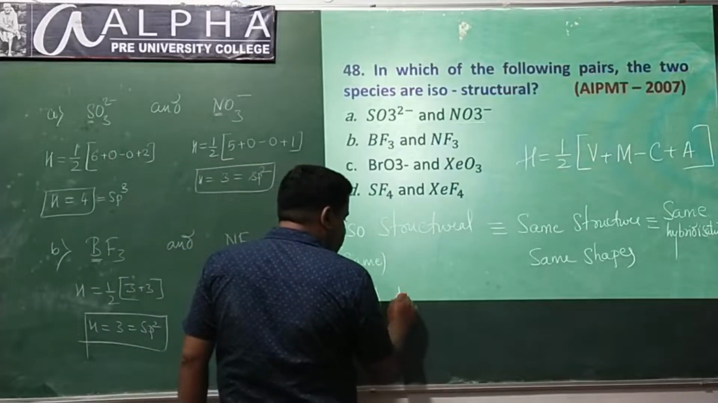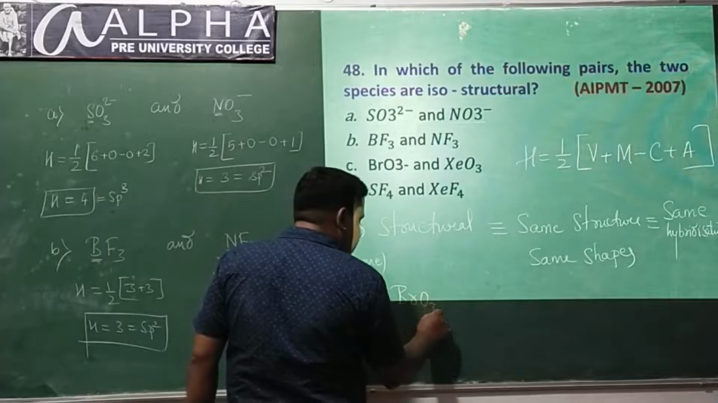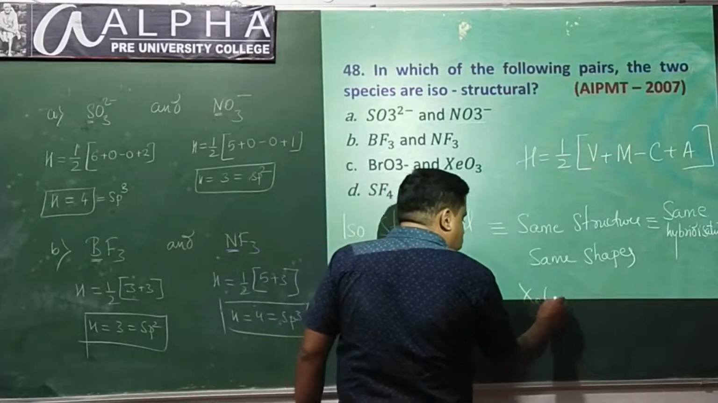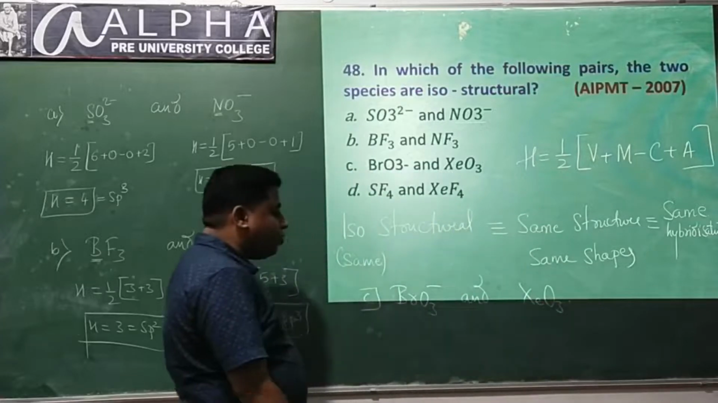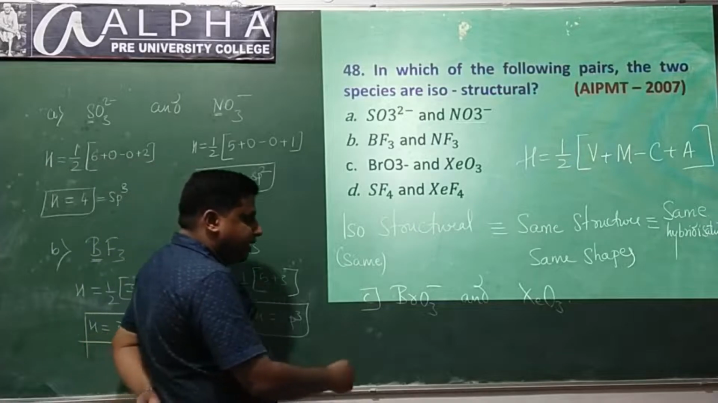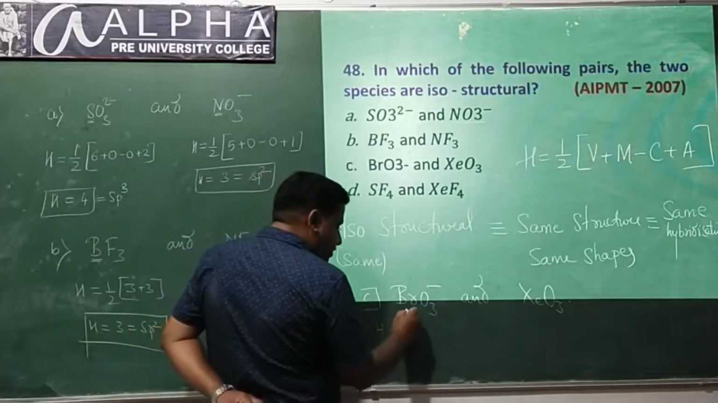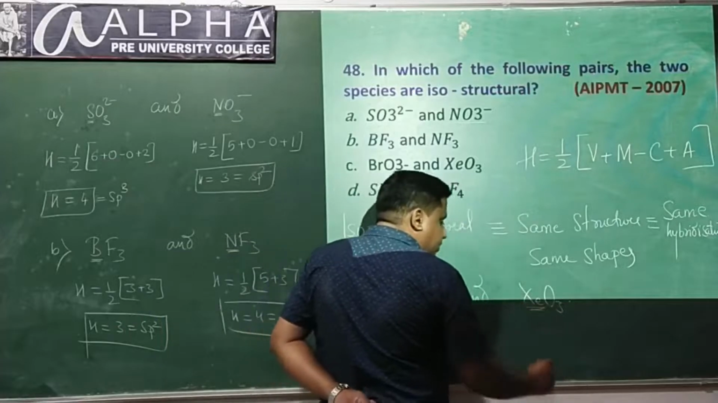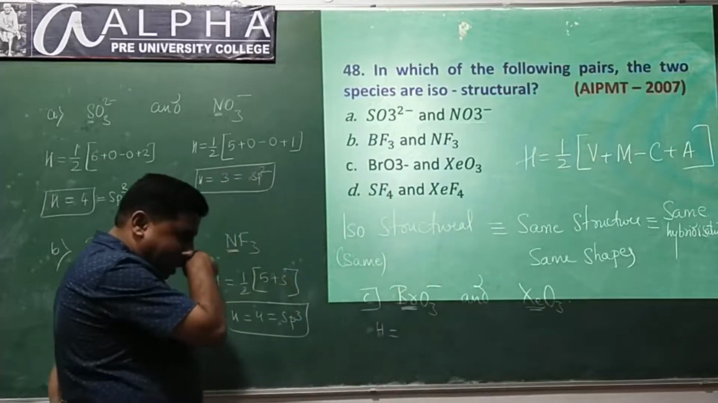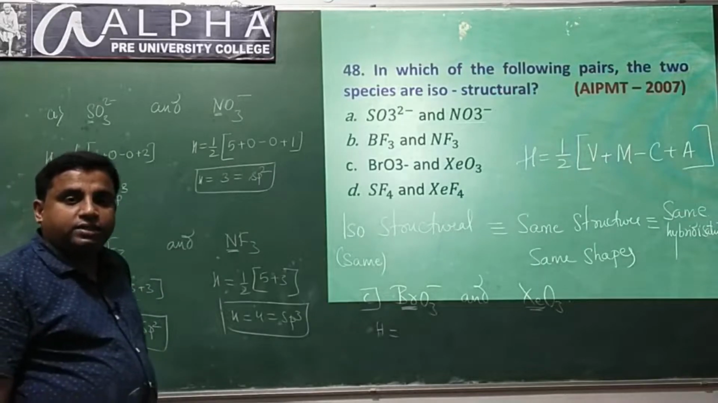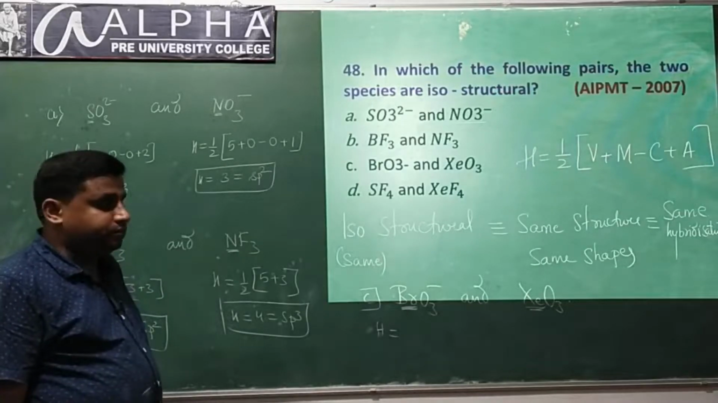Okay, next option C. We have BrO3 minus and XeO3. Come on, calculate the hybridization. H is equal to, here which is the central atom? Bromine. Here which is the central atom? Xenon. Remember, we are calculating the hybridization of the central atom.